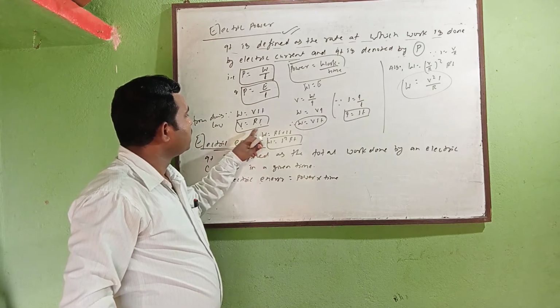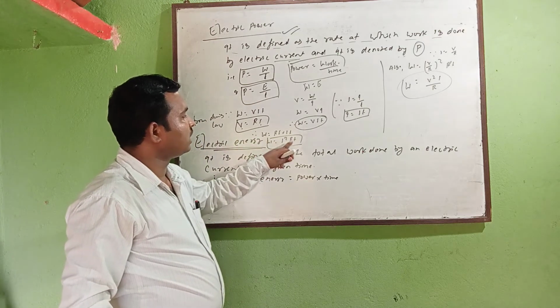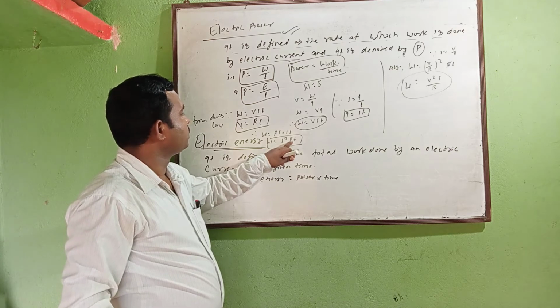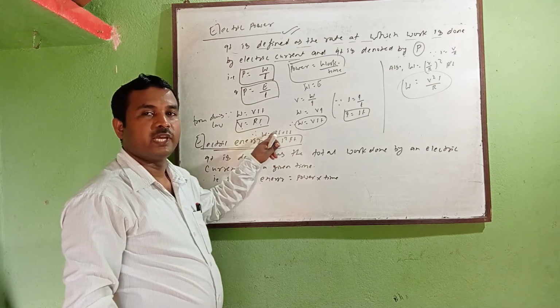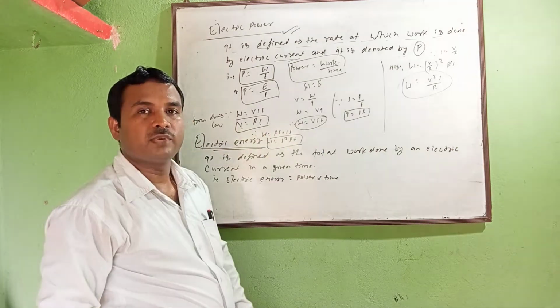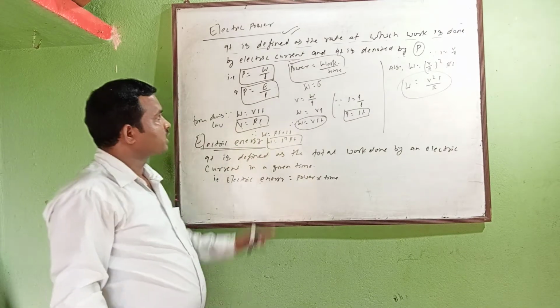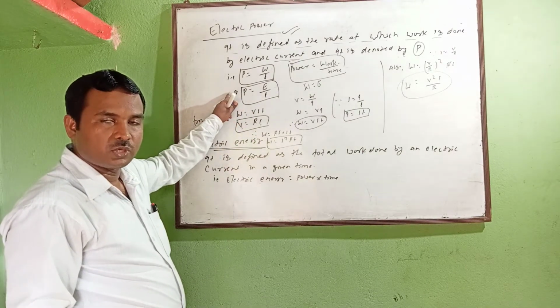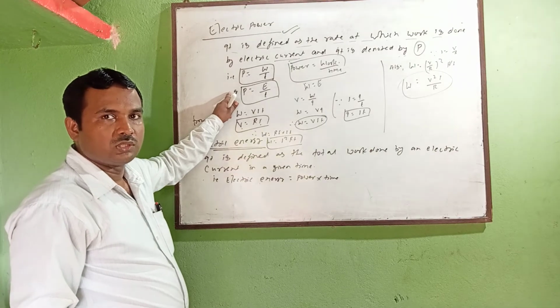Also you can eliminate this value R, and at the place of R you can substitute V by I. So another formula you can find out. Is it clear? So that's a very important question. These are the important formulas that you will use to solve the numericals.